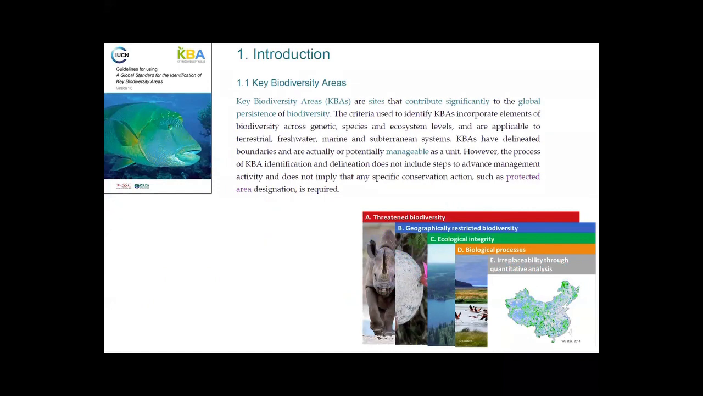The introduction to the KBA guidelines provides background information that's essential for applying the KBA criteria, thresholds, and delineation procedures. I've already presented much of that information today, so I'm not going to repeat it here. But I do want to mention that we recommend that users read that introductory chapter in full before initiating any KBA identification process, because it gives a good summary of the process as a whole.